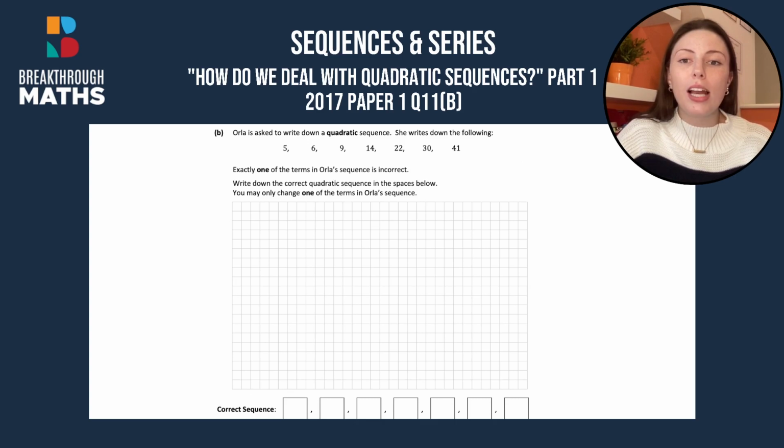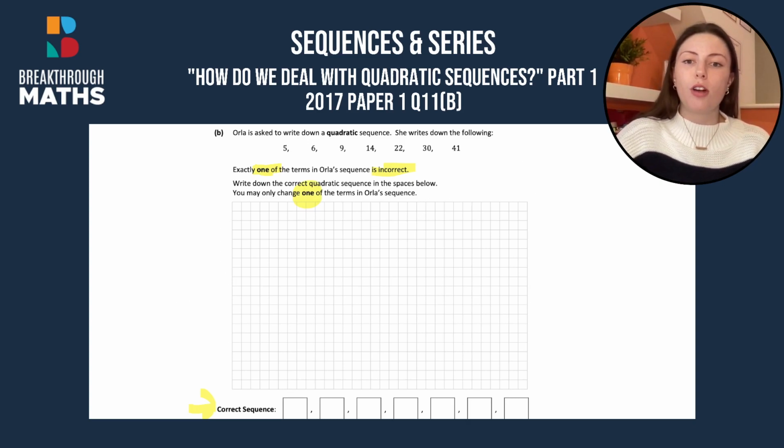Here we're told Orla is asked to write down a quadratic sequence. She writes down the following numbers. Exactly one of the terms is incorrect. Write down the correct quadratic sequence in the spaces below, so we're writing it down here, and you may only change one of the terms in her sequence. So one of the terms here is wrong, and we're going to have to find out which.